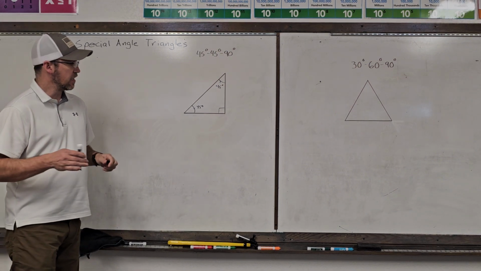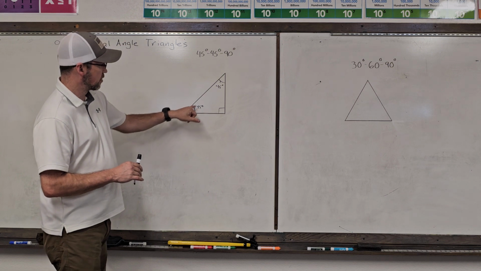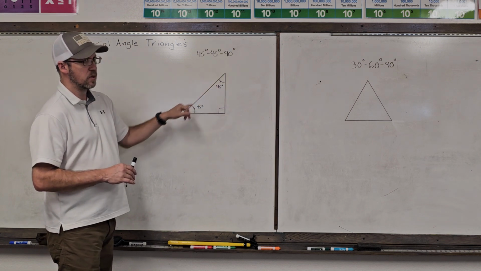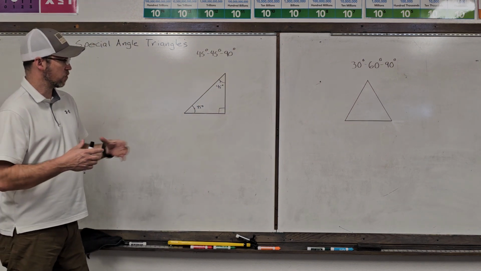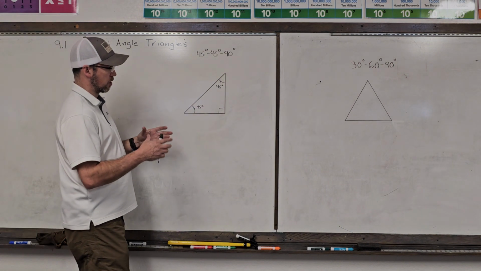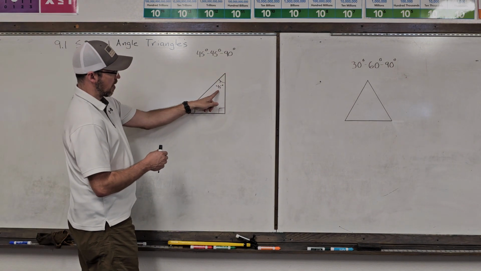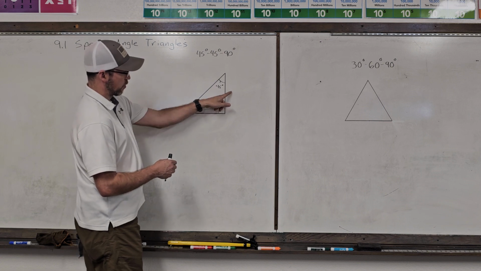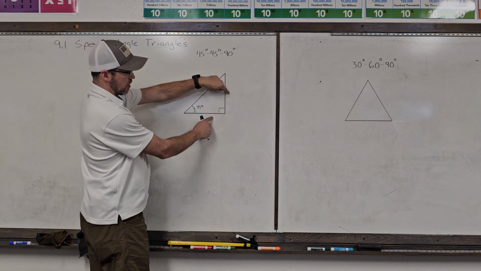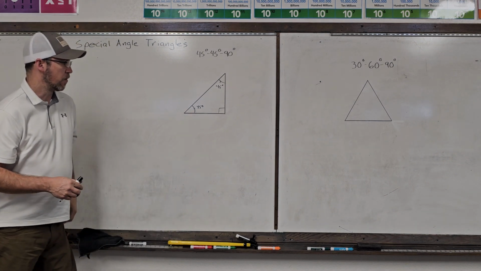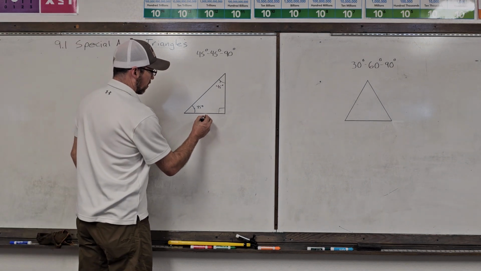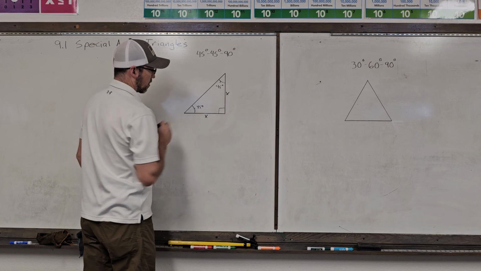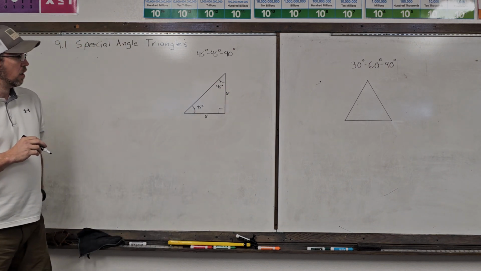One of the identities with triangles is if these two angles are the same, then the sides that correlate to those angles are also the same. So the side opposite this 45 degrees and the side opposite this 45, these two legs are going to be equal to each other. For that reason, I'm just going to give this length x and this length x, all right?